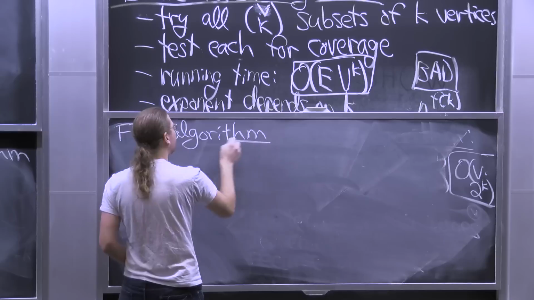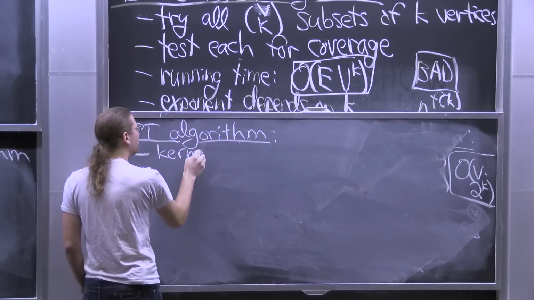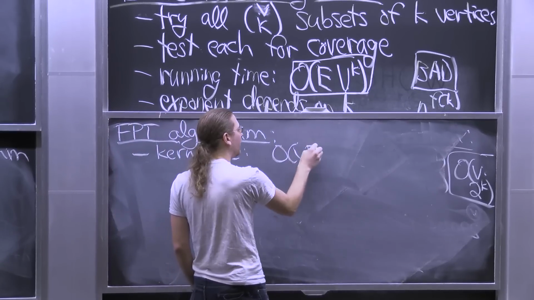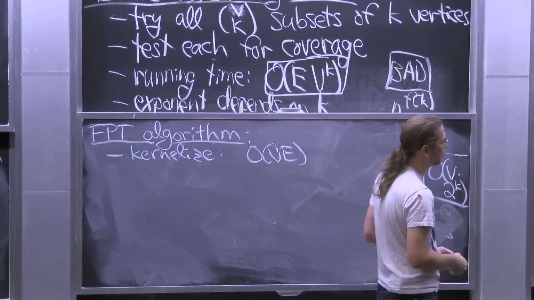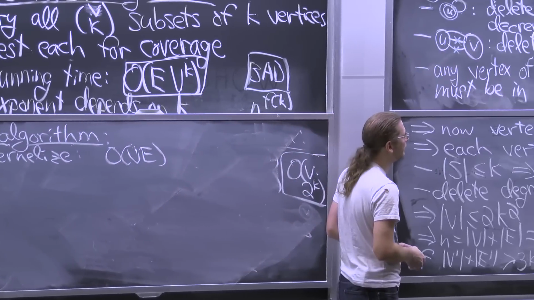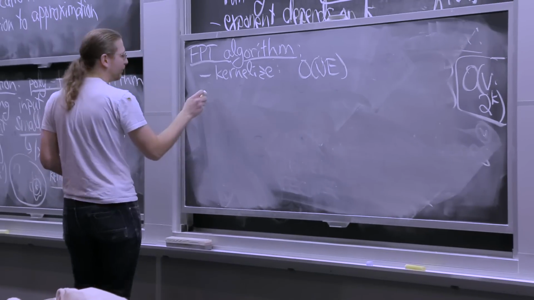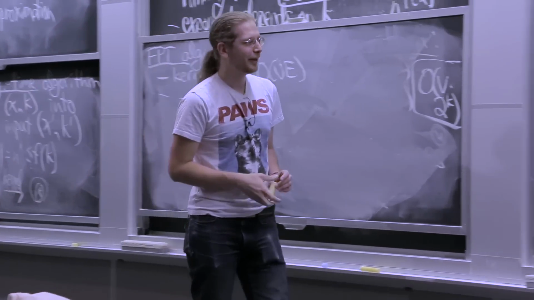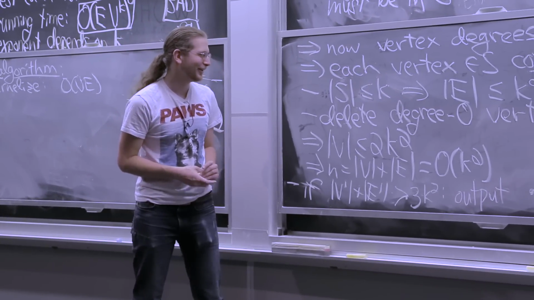Here's a new FPT algorithm, two of them. First, we kernelize. We spent, I guess, order VE time. Again, I think you can get that down to order V without too much effort. It's not totally obvious. It's a good exercise. It'd be a good problem set problem, but it's not on the problem set. Don't worry. It could be a good final exam problem. I don't know. That was probably a little long.